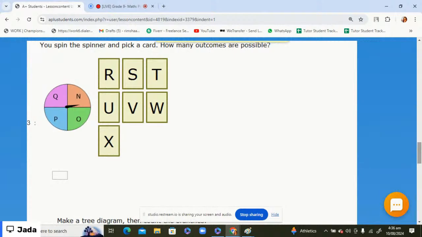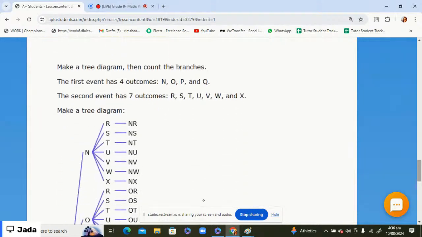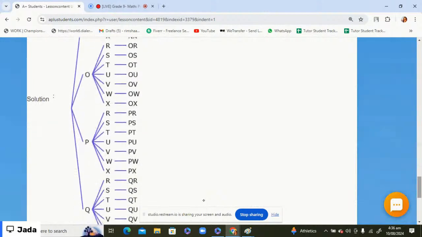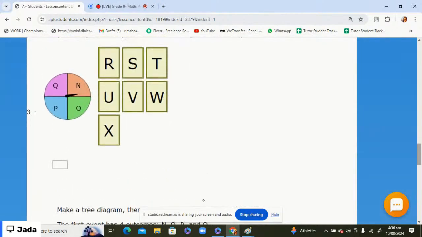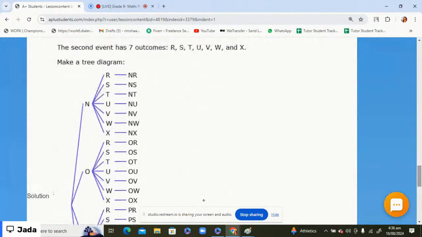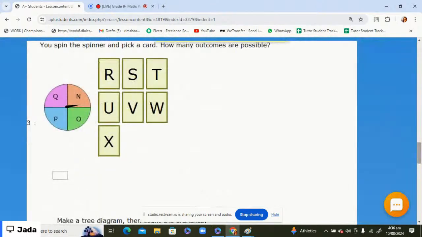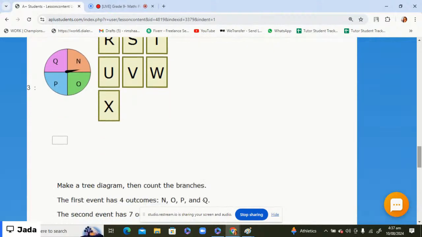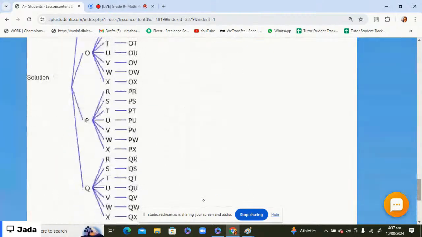Here is the spinner and pick a card. How many outcomes are possible? Spinner and these are the cards. So for the spinner that is N, Q, O, P. So for N, RSTUVWX all cards, then for P all cards, then for O all the cards. Okay? So you guys check, like this way.